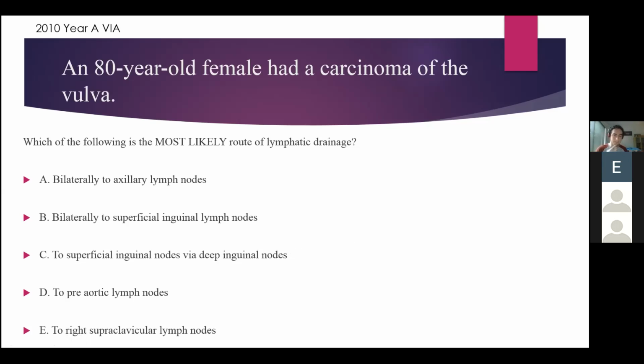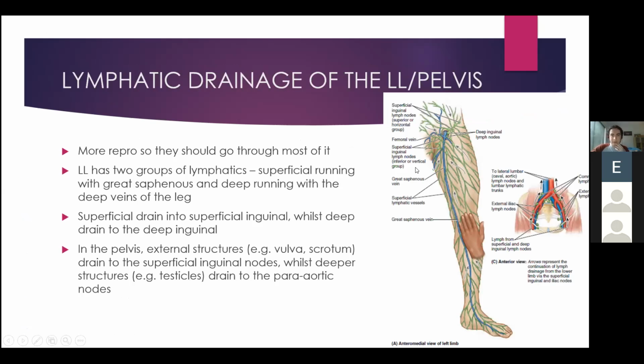So this is one of a set of two questions they'll give you guys. And the answer to this one is bilaterally to the superficial inguinal lymph nodes. So the lymphatic drainage of the pelvis, you're almost guaranteed to get a question on this for your repro. So this is worth learning.